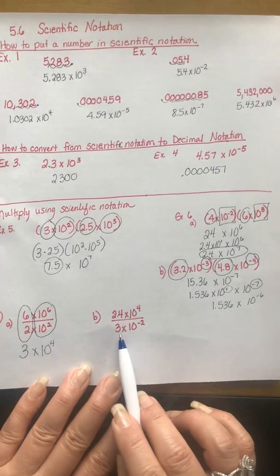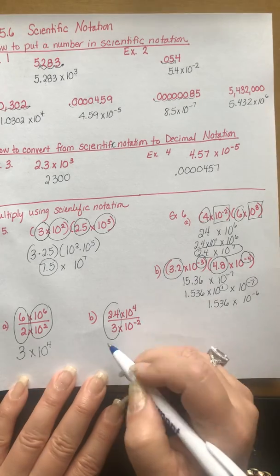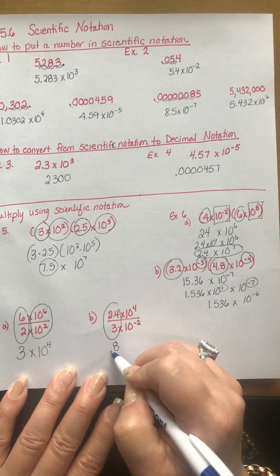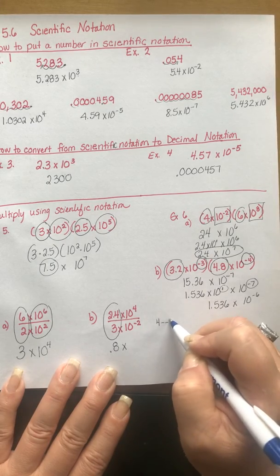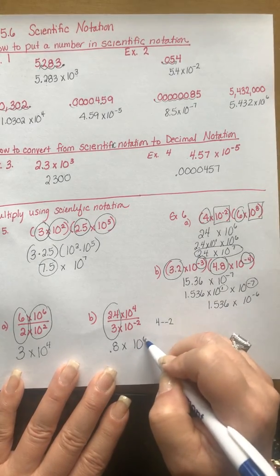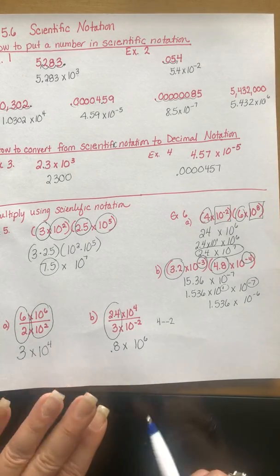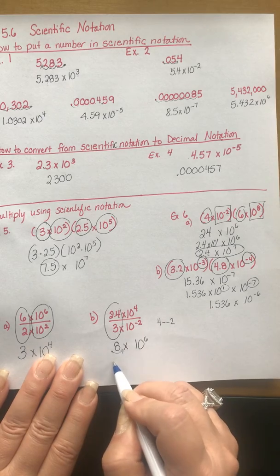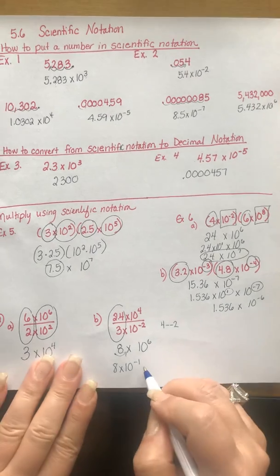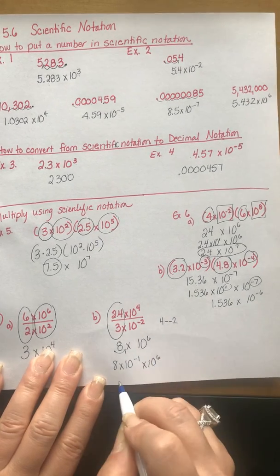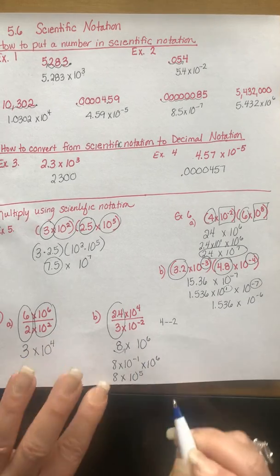Now this one right here, you're going to divide 2.4 divided by 3, which is 0.8. And now we're going to subtract 4 minus negative 2 is 6. Now, unfortunately, that number is not between 1 and 10, so we have to move this over 1. So you're going to write this as 8 times 10 to the negative 1 power times 10 to the 6, and then add these two exponents, and you get 5.